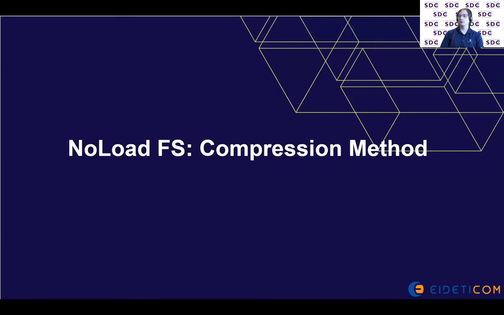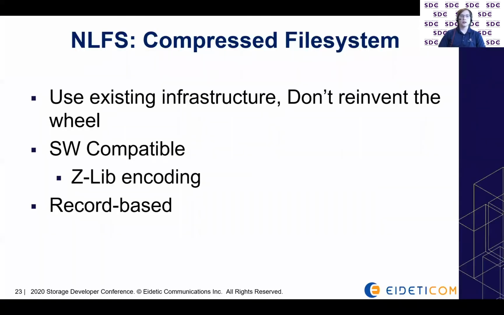So moving on to NoLoad file system itself and the compression method used. The goal is to use existing infrastructure without reinventing the wheel. So we have software compatible ZLib-Encoding in our hardware compression accelerators. We use a record-based format, which is fixed length records in a lower file system file, maintaining a one-to-one mapping between record position and the position in the file for that data.